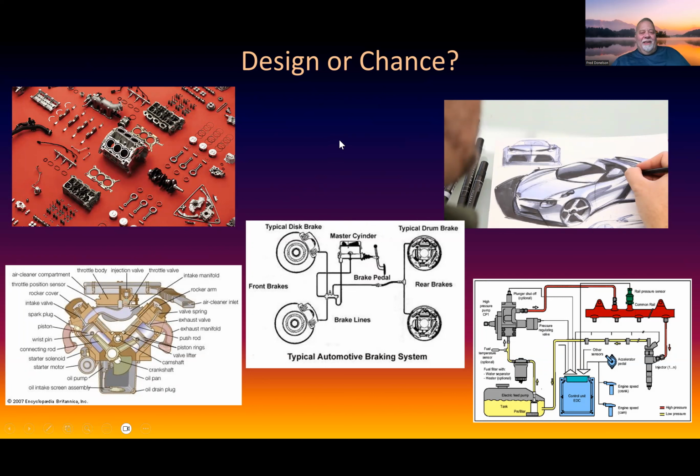Now, I would say that, if I asked you, okay, if I just took all these parts and I just threw them out someplace, could they end up becoming a car by design or by chance? And you would all say, well, yeah, you'd really probably have to have a design to make this happen. Things just don't go together by chance.